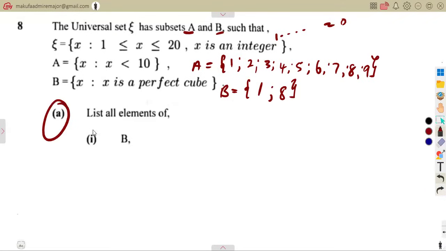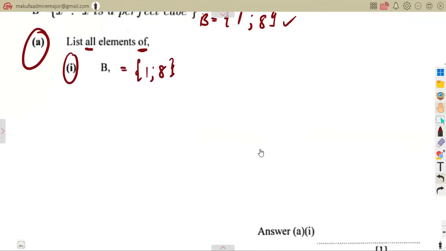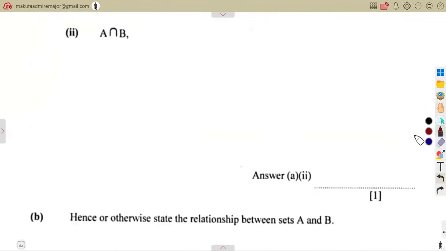All right. A, list all elements of item 1. B, the elements of B, we already listed. Remember, I said we've got 1 and 8. So these are the elements in B. All right, guys, something like this. So these are the elements that you're going to consider in B, just 1 and 8. Then from this part, item 2, A intersection B.